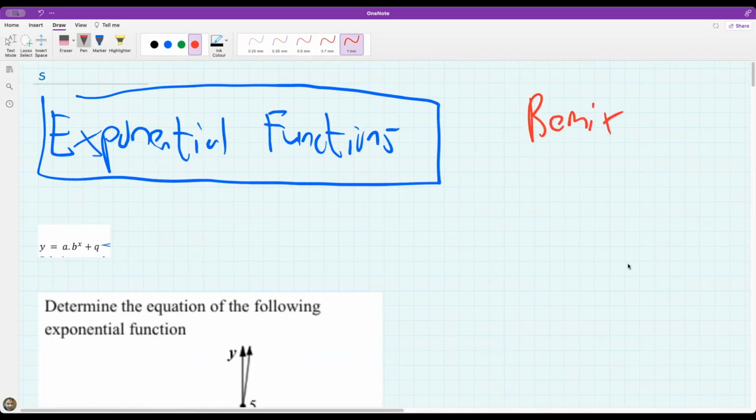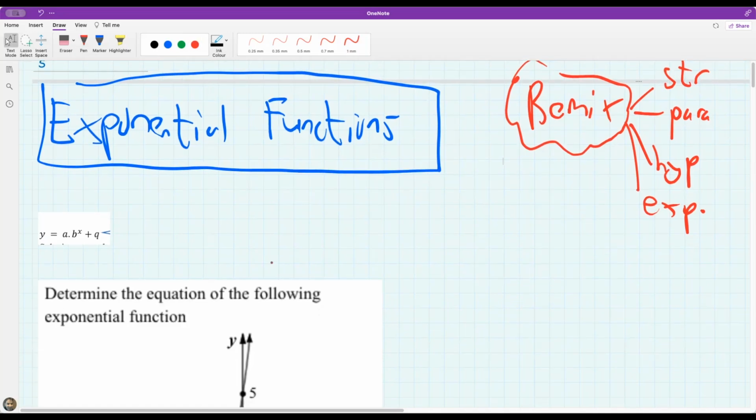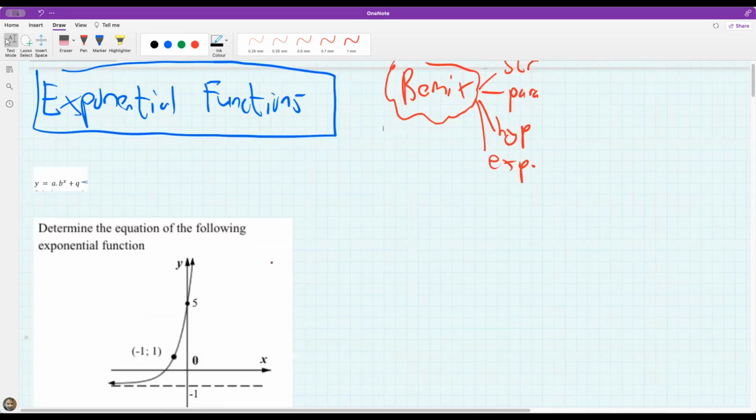I call them the big four functions, which are straight lines, parabolas, hyperbolas, and exponentials. We're going to remix them together into different types of questions. So that's the goal for today. And then let's start with question number one.